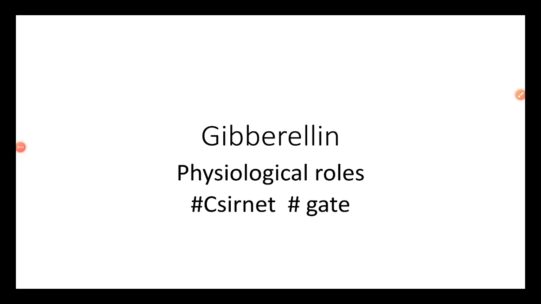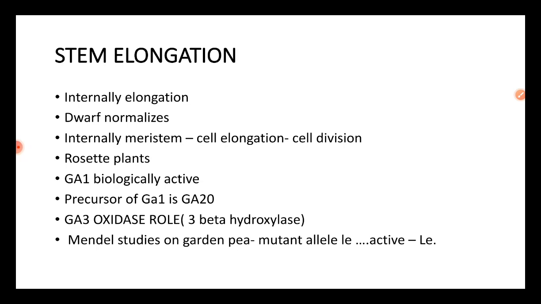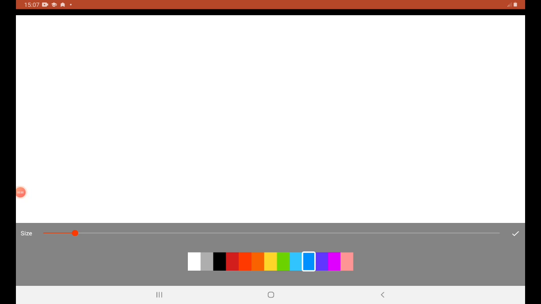Hello all. So far we have seen physiological roles of gibberellin and gibberellin signaling. Now we are going to see about the basic biosynthesis of gibberellin, inhibitors of gibberellin, location and synthesis of gibberellin, and translocation of gibberellin. First we are going to see about translocation of gibberellin. How gibberellic acid is being translocated.